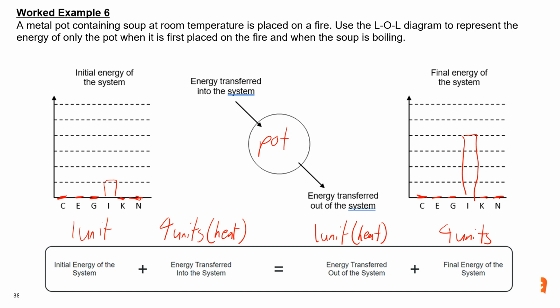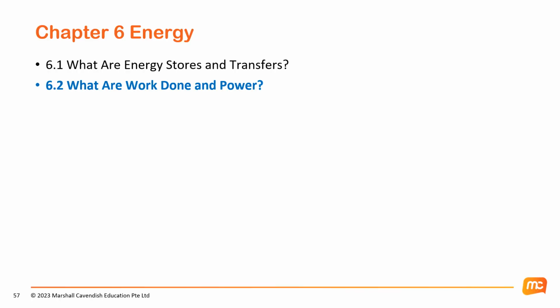So you'll realize what I'm actually doing here is using the LOL diagram to systematically consider our transfer of energy into and out of the system. This LOL diagram is not going to be tested. It is really just a way to train yourself to think about the different energy stores and the different ways energy can be transferred into and out of a system. So that is going to be the end of the first part. In the next video, we are going to look at the second part of this chapter, which is about work done and power.